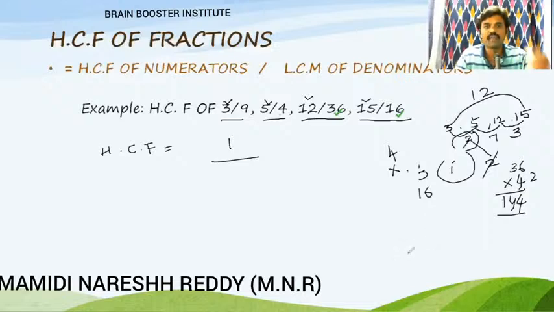16 eights are 144. Therefore, 144 is the common multiple of 36 and 16. So absolutely the final answer is 144, the LCM of all the denominators. So our answer is finally HCF is equal to 1 by 144. It is an amazing technique by which we can find the HCF of fractions. Now let's see another example to find the HCF of fractions.